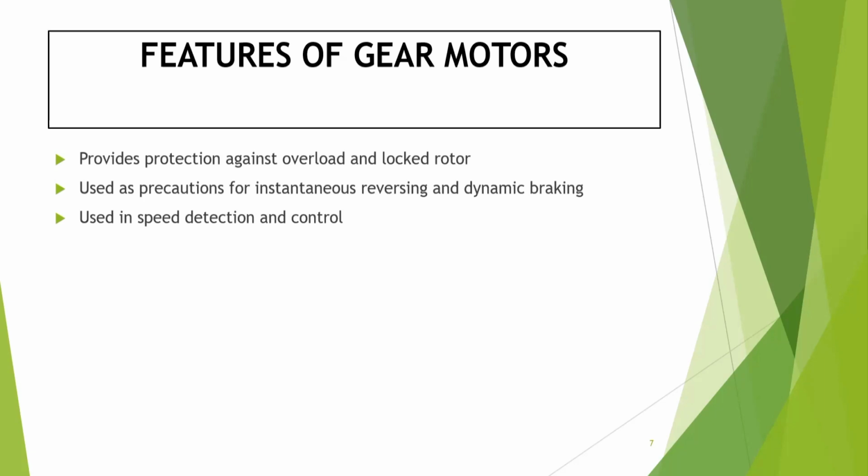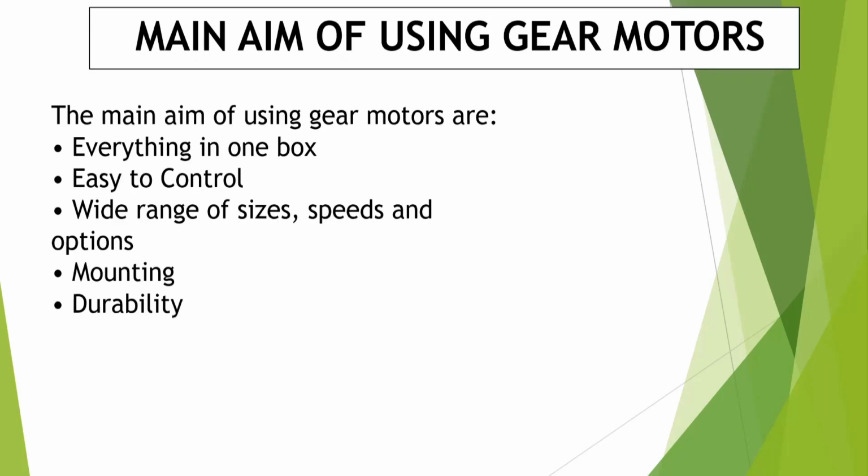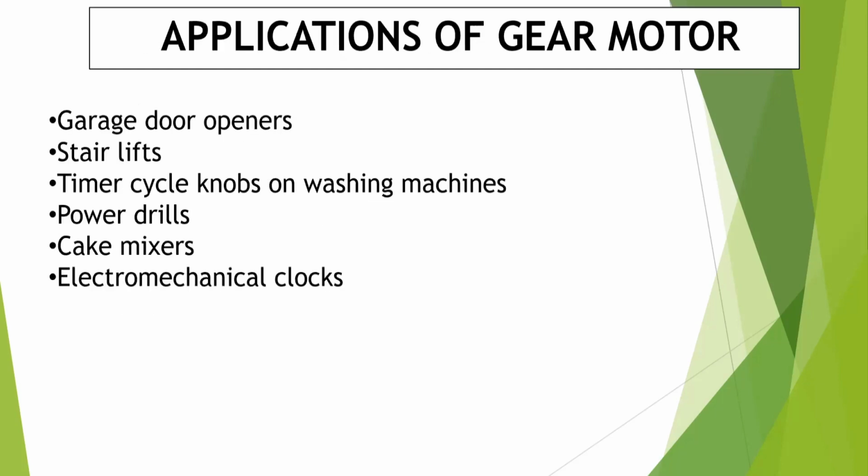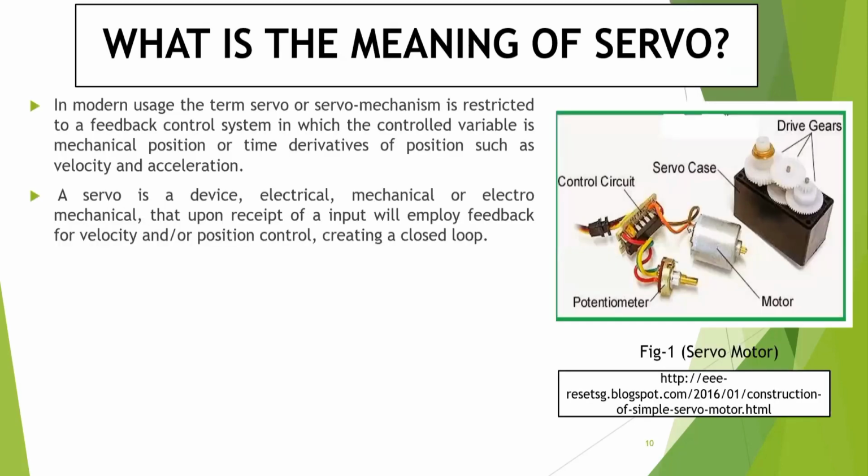They can go against overload. They can be used for reversing and dynamic braking. So the main aim is basically to control. There is no need to go into detail about the bevel mechanism and all. Yes, they are used in power drills where speed control is required, right? There we use gear motors. I'm going very briefly into it, right? But yes, these are very, very important. These can come in your question paper. This can be asked in interviews also.